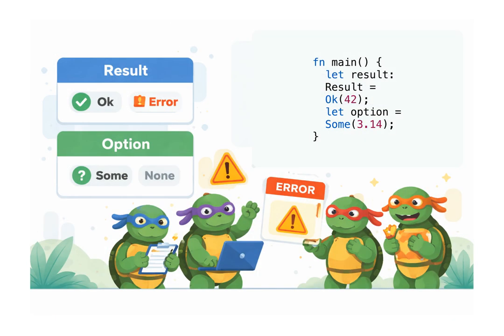Rust employs Result and Option types for robust error handling and managing optional values. This approach ensures that code is safe and predictable, reducing runtime errors and improving reliability.